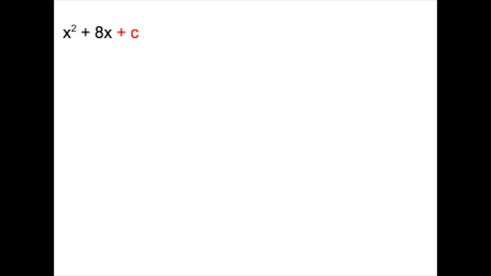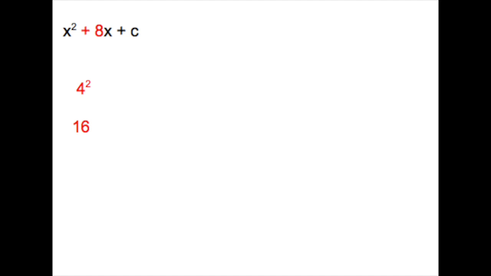This video tutorial will focus on what's called completing the square, or determining a c value to make this a perfect square trinomial. To find this c value, we first take half of the b value, which in this example, b is positive 8. Half of positive 8 would be 4. Then we take this number, 4, and square it, which is 16. This number becomes our c value, so we substitute positive 16 in for c.